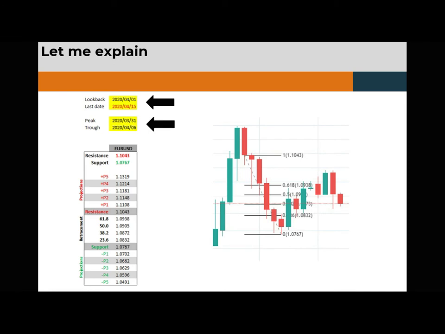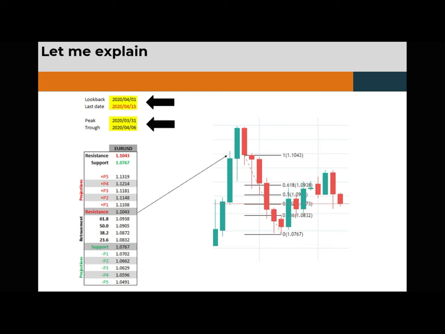Now if I'm going to fill you in here, you can see with this insert, this is where I've started drawing my Fibonacci levels. The insert on the left, you will see the euro dollar that's starting with resistance at 1.1043 to a support of 1.0767. That's been presented on the chart on the right.